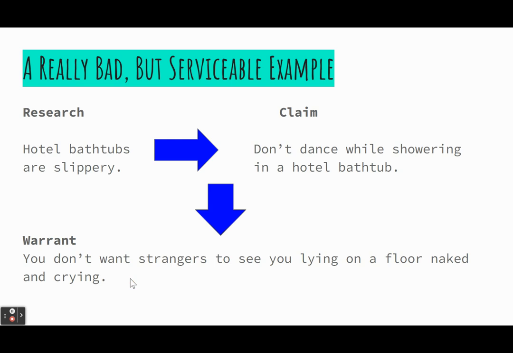Let me give you a really bad but serviceable example. Let's assume that as I do my research, I find out that there's a lot of research out there that says hotel bathtubs are slippery. My claim, my thesis, whatever you want, is going to be: don't dance while showering in a hotel bathtub. The warrant is going to be you don't want strangers to see you lying on a floor naked and crying.